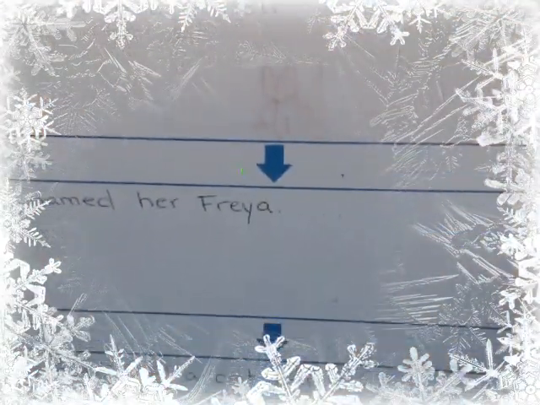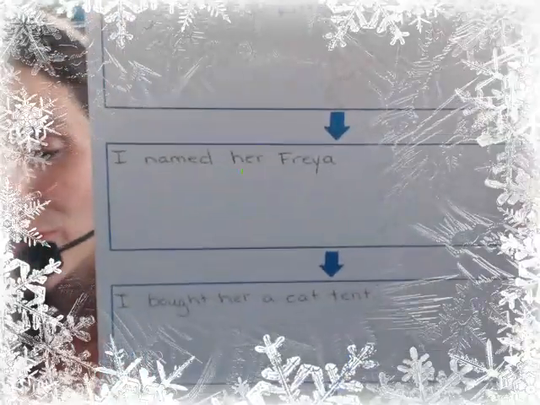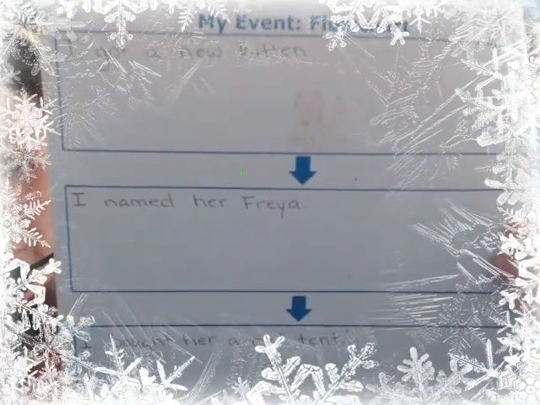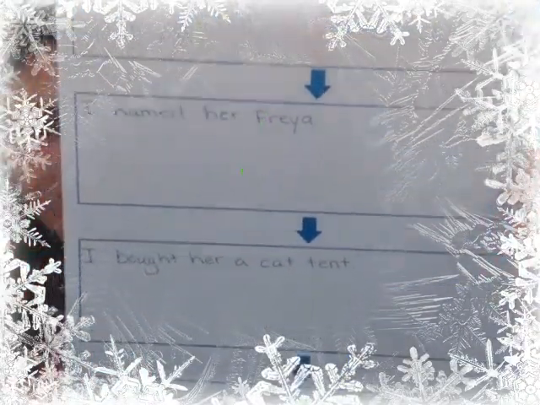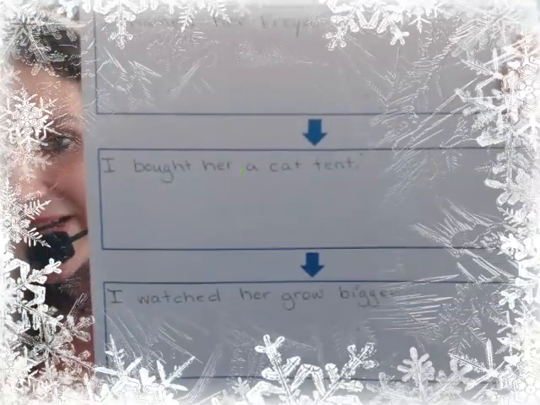All right, so here's my first picture of when she's really, really tiny. Oh, you can barely see it. It's a very light brown, but there she is. Underneath this, when I named her Freya, I could draw another picture of her, maybe laying down instead of sitting up. Right here, I bought her a cat tent.